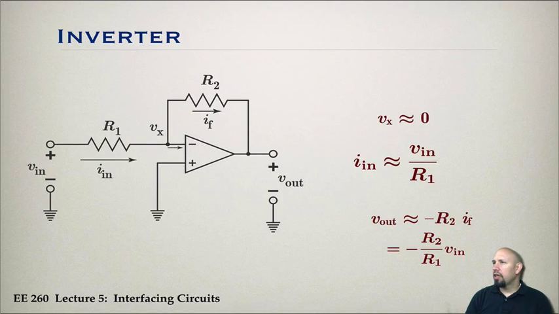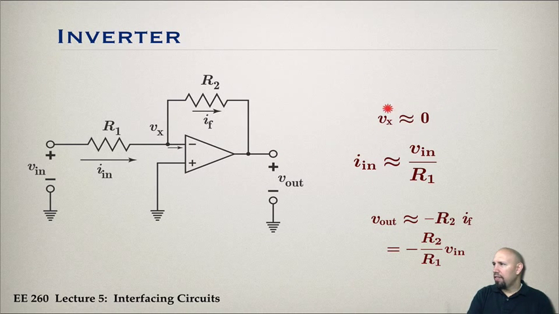The next circuit that is very common in analog circuits is called the inverter. Here I have basically my op-amp with, again, feedback. In this case, I have a resistor in the feedback, and then I have a resistor in. And so using the basic properties of an op-amp, we can analyze this circuit and see what's going on.